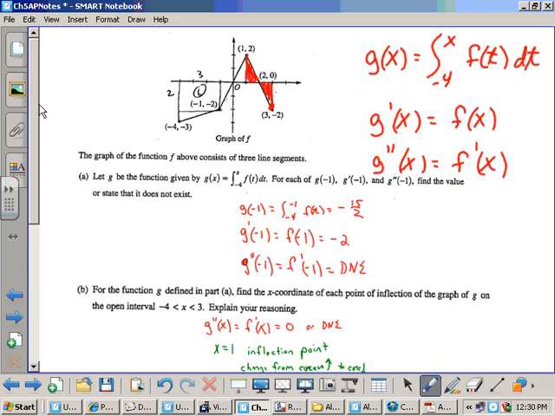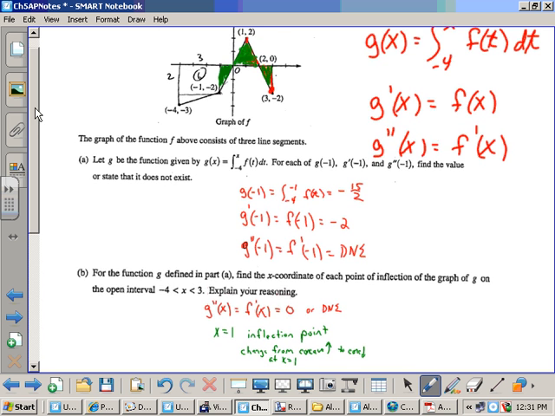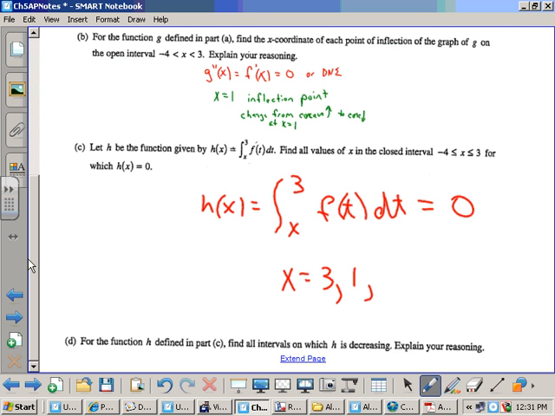Now, again, let's see. We have this area. We add those 3 areas together. Again, the top is positive. The 2 below the x-axis are negative. Those would add to 0. So at x equals negative 1, we have a third value. This would make h equal to 0.